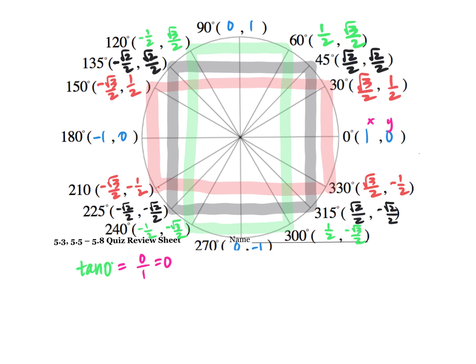Then it's going to say things like, what is the tangent at 60? What would be the tangent at 60? What over what? Yeah, the tangent at 60 is root 3 over 2 divided by 1/2. Then what happens? The 2's cancel, and I'm left with what? Root 3. So right next to that question, I would write root 3, tangent 60.